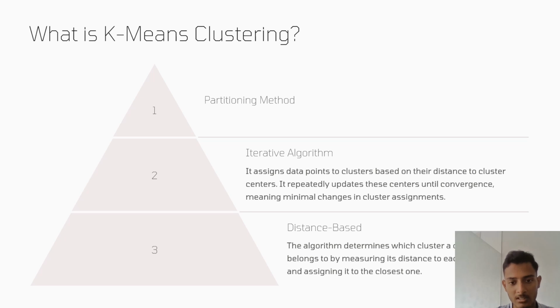What is K-means clustering? Partitioning method, iterative algorithm, and distance-based. It assigns the data points to clusters based on their distance to the cluster center. It repeatedly updates these centers until convergence, meaning minimal changes in the clustering. Distance based. The algorithm determines which cluster a point belongs to by measuring its distance to each center and assigns it to the closest one.